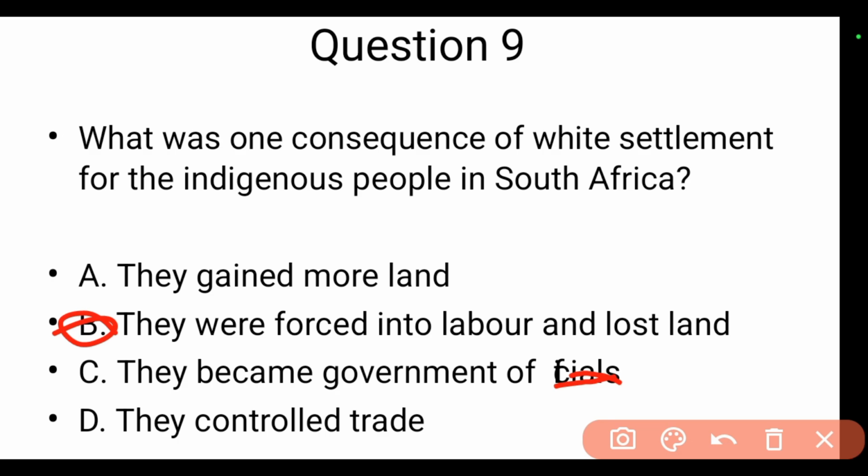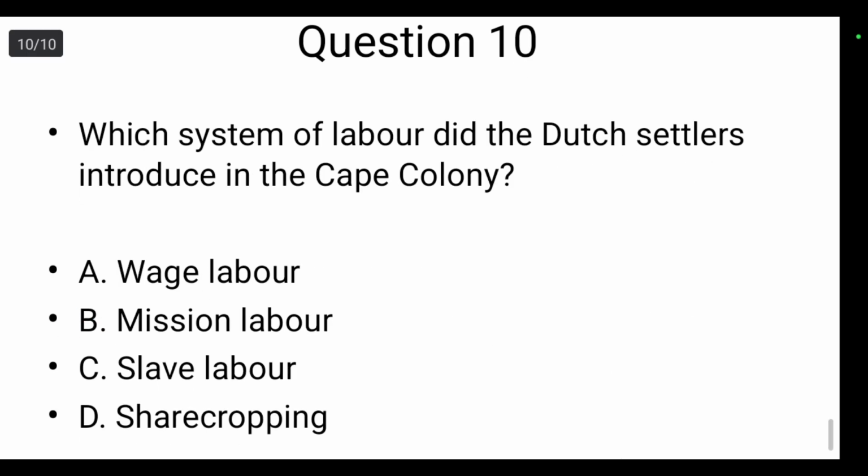Local peoples became what? Forced into labor and lost land, okay? As a result of this, conflict emerged, okay? Question number 10.